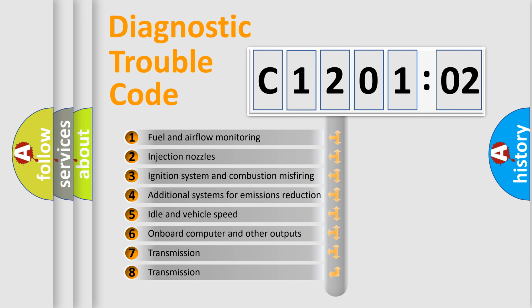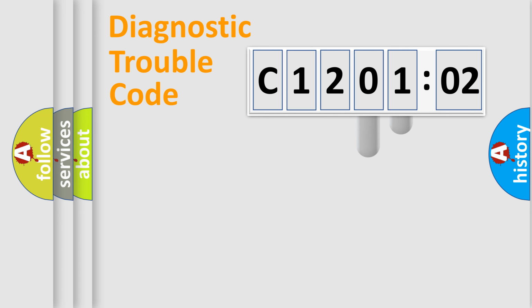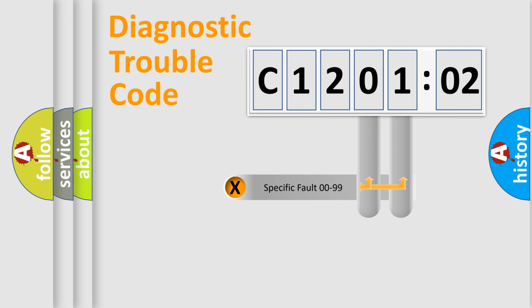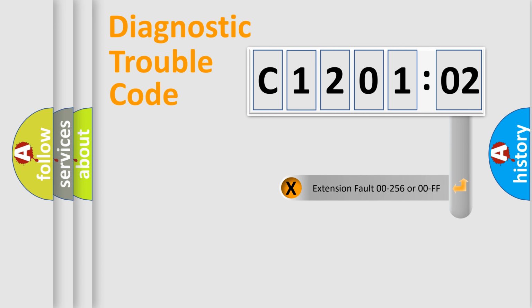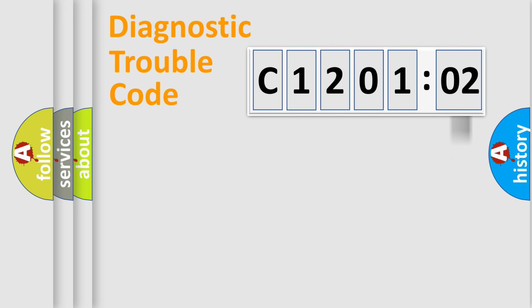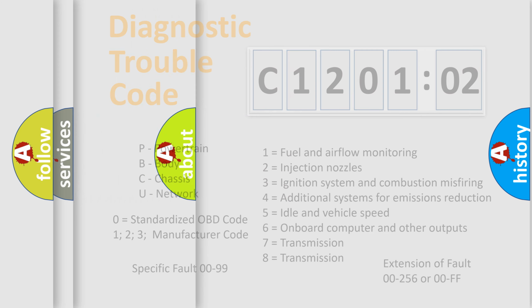The third character specifies a subset of errors. The distribution shown is valid only for the standardized DTC code. Only the last two characters define the specific fault of the group. The add-on to the error code serves to specify the status in more detail, for example, a short to the ground. Let's not forget that such a division is valid only if the other character code is expressed by the number 0.